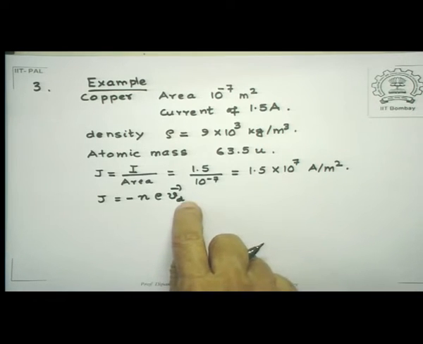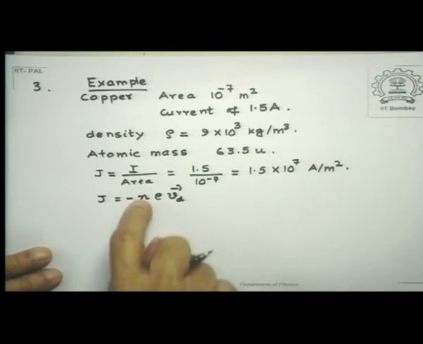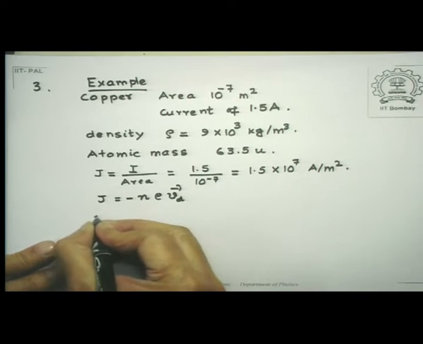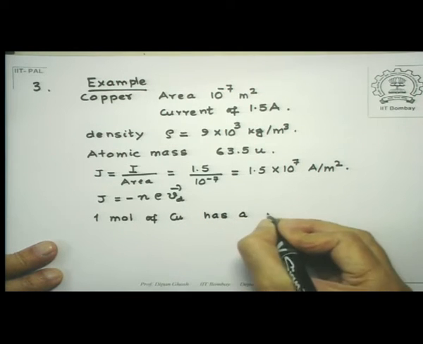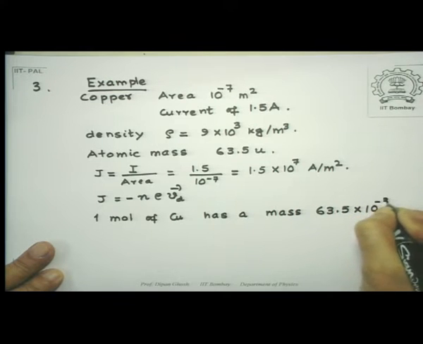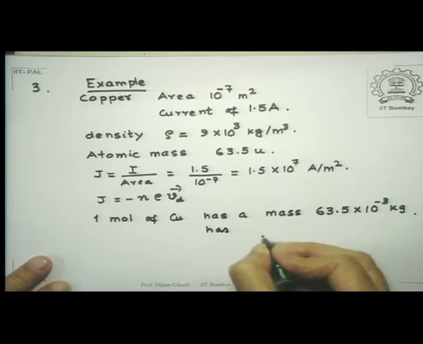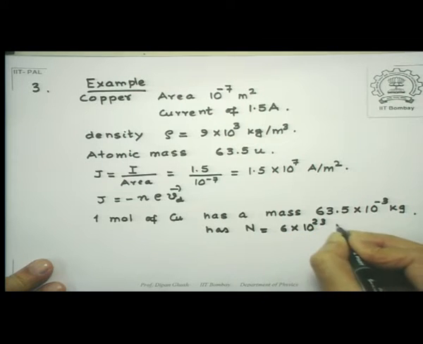So in order to calculate the drift velocity, I need to obtain the electron density, the number density of electrons in the sample. Remember that what is given here is the mass density of the sample, which is 9 into 10 to the power 3 kg per meter cube. Now in doing so, I need to recollect a little bit of chemistry for you. So we know that 1 mole of copper has a mass of 63.5 grams, which is 63.5 into 10 to the power minus 3 kg. In addition, I know the number which is known as Avogadro's number, namely 6 into 10 to the power 23 atoms in 1 mole.